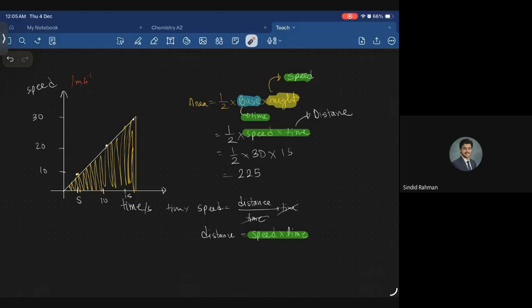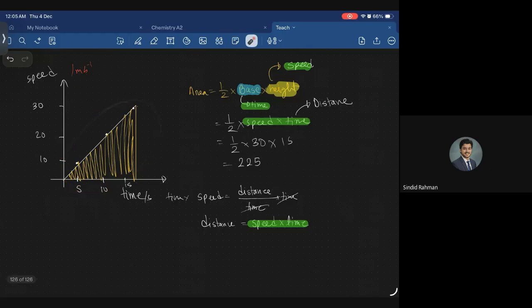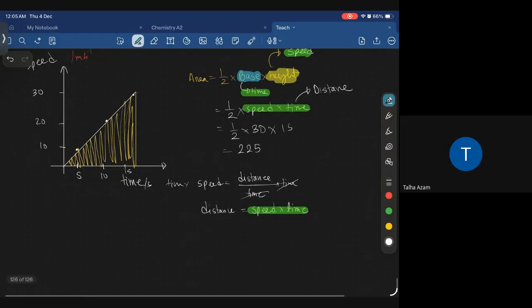Can you tell me? We can conclude that if we have speed and time, you can find the distance. Yeah, you can find the distance by finding the area under the graph, right? Yeah.